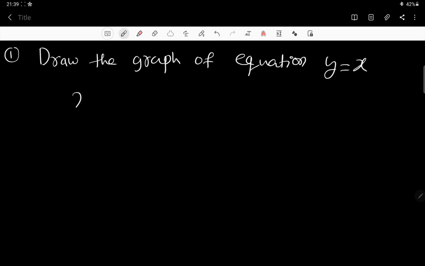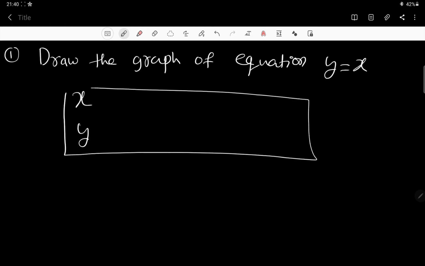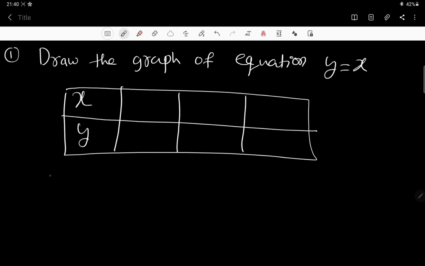You have to make one table, that is, x and y. Now, for example, you have made this table. Minimum how many points are required? You know that minimum 3 points are required. What is the equation given? Y is equal to x, right? For example, if x is equal to 1, then what is the value of y?